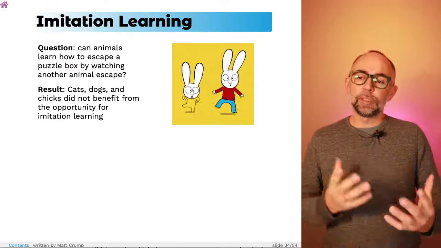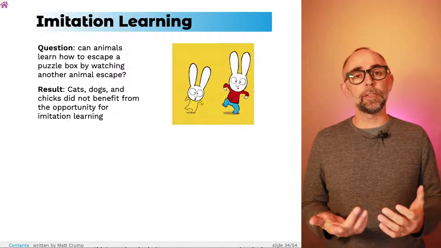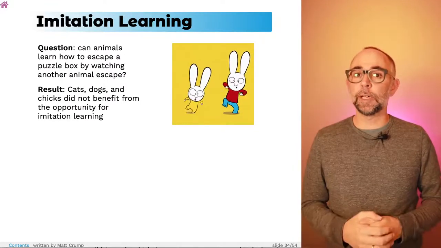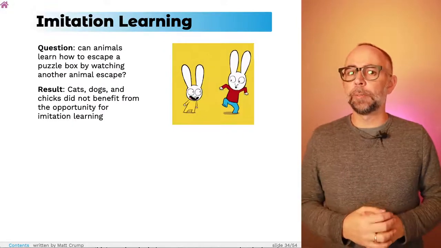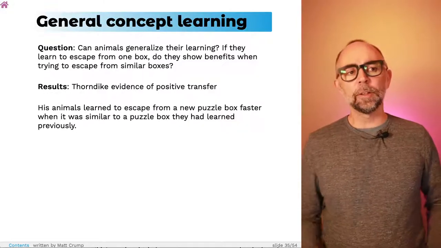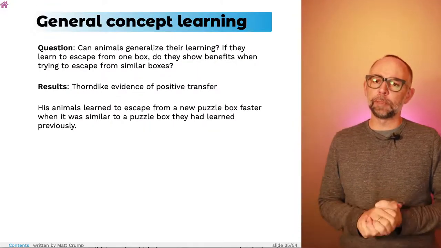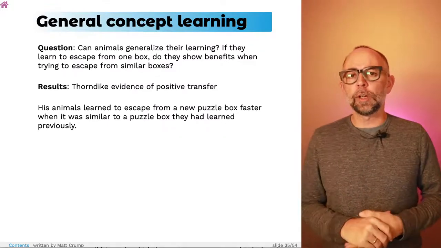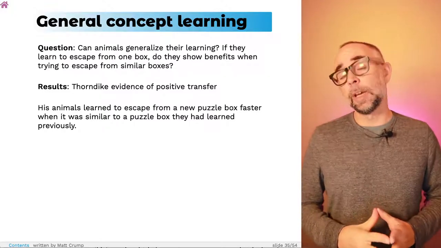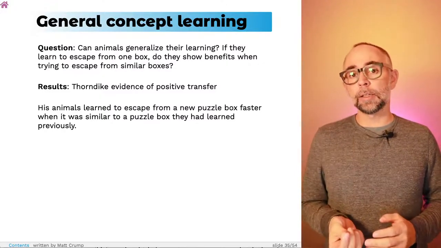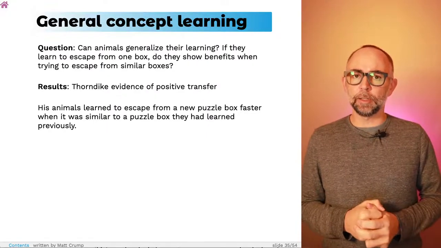Now, that's an interesting result. If you could find evidence for imitation learning, that would be suggestive about the kinds of representations that animals might be using in this context. Here's another general question that Thorndike had, and he used experimental methods to answer. It's about general concept learning. The question is, can animals generalize their learning? If they learn to escape from one box, do they show benefits when trying to escape from similar boxes?